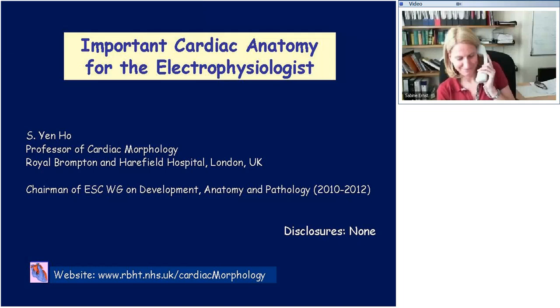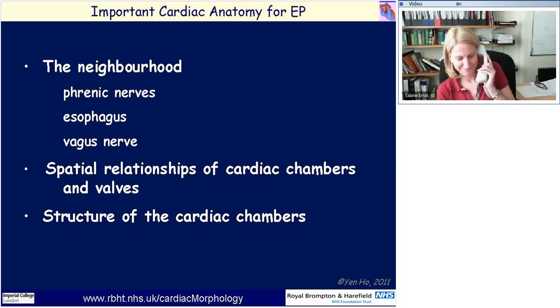Now we move to important cardiac anatomy for the electrophysiologist. What I want to try and do is to present to you various aspects. Of course, within an hour or so, we cannot cover everything. So I would like to talk about the neighborhood, which I think is extremely important if you're working within and also just around the heart. Specifically, we will look at the phrenic nerves, the esophagus, and the vagus nerve. Then I would like to talk about the relationships of the cardiac chambers and valves. Of course, you now have very modern cardiac imaging techniques that allow you to see these very important spatial relationships. Then I'll move on to the structure of the cardiac chambers.